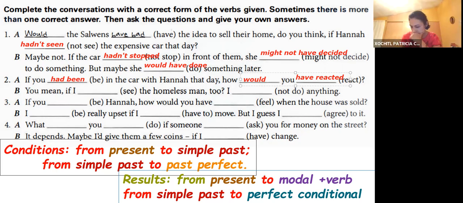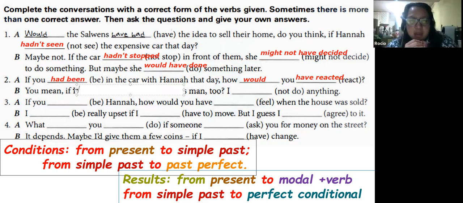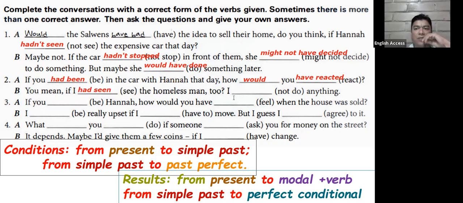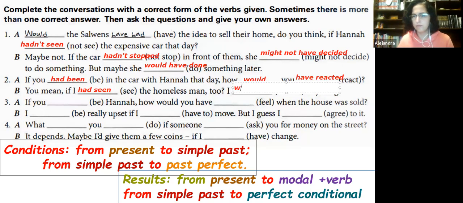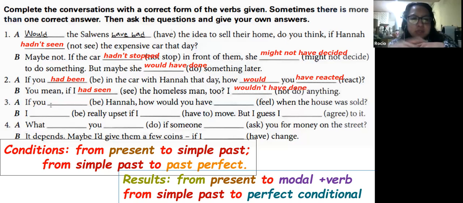If I had seen the homeless man too, I wouldn't have done anything.